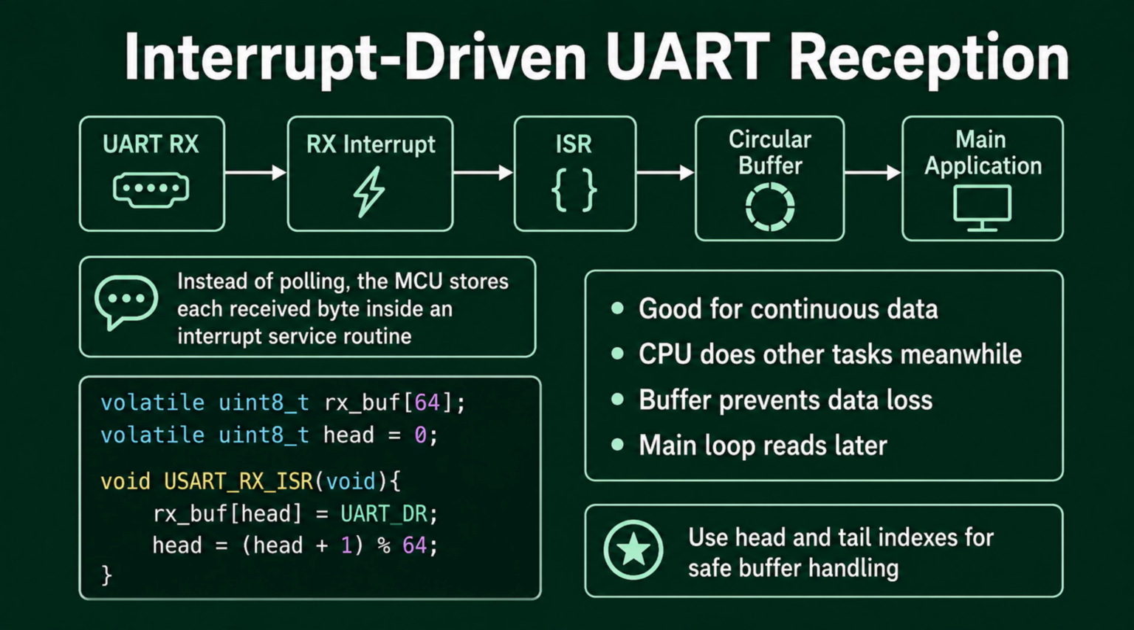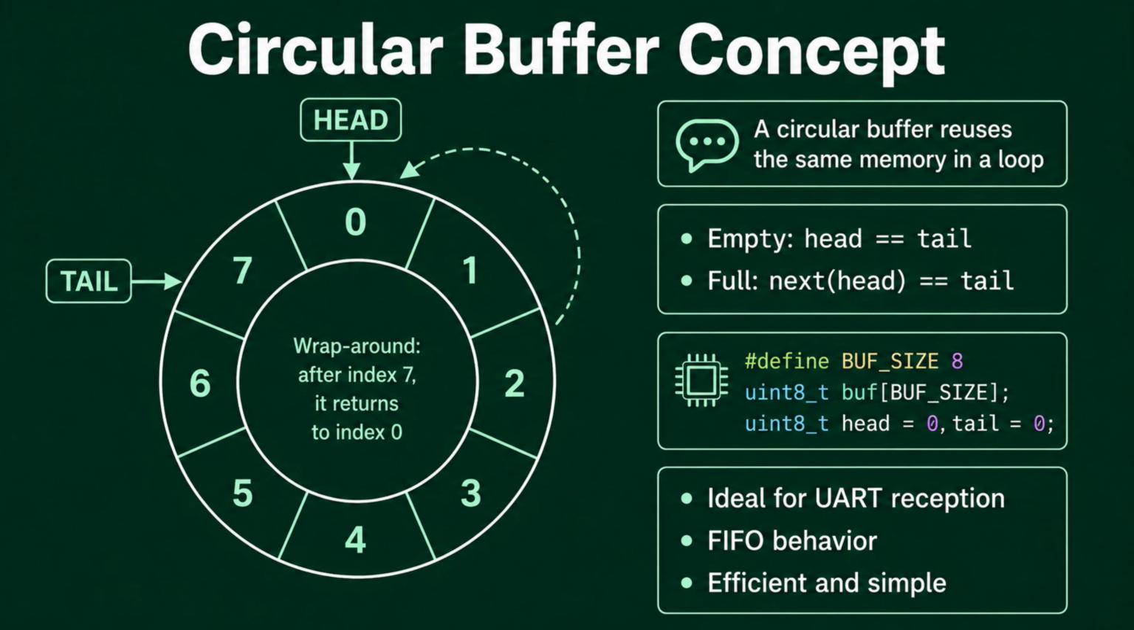For reliable operation, shared buffer indexes should be declared volatile, and the program must detect whether the receive buffer has become full. A circular buffer is a fixed-size memory structure that behaves like a continuous loop. It normally uses two indexes called head and tail. The head points to the location where the next received byte will be written. The tail points to the location where the next byte will be read. When either index reaches the final buffer position, it wraps around and returns to index 0.